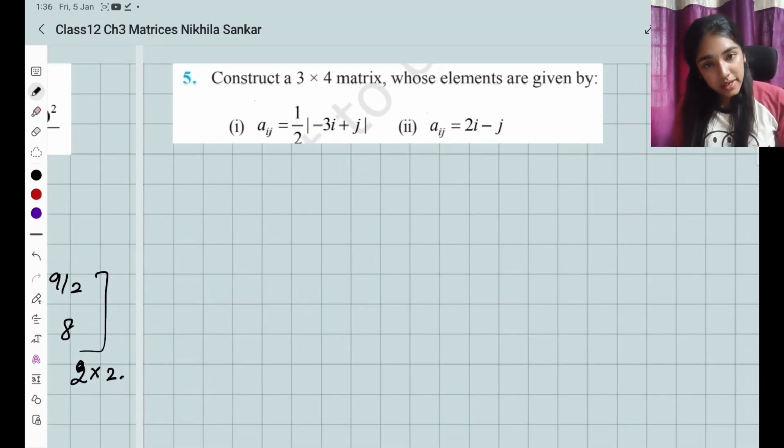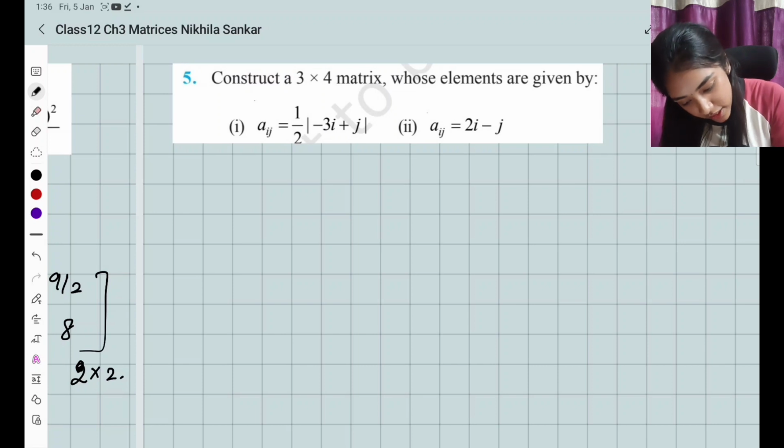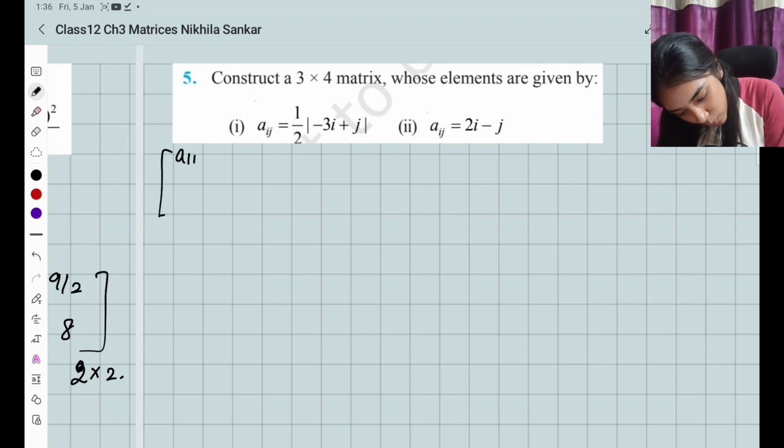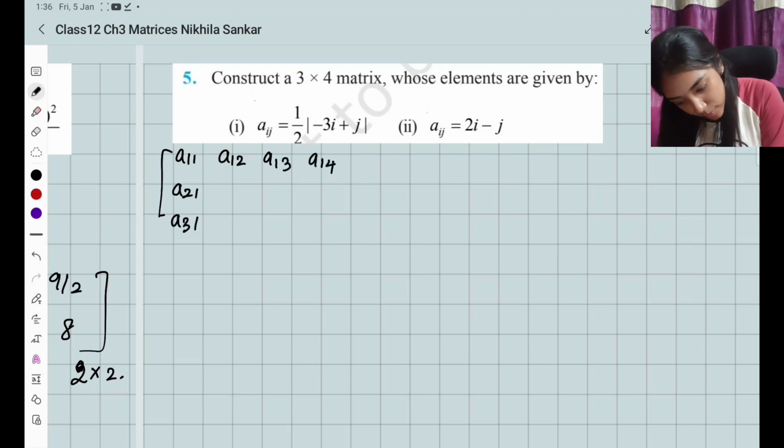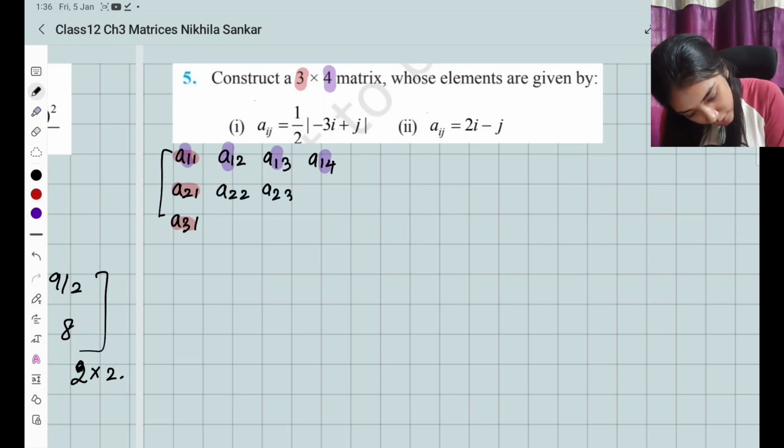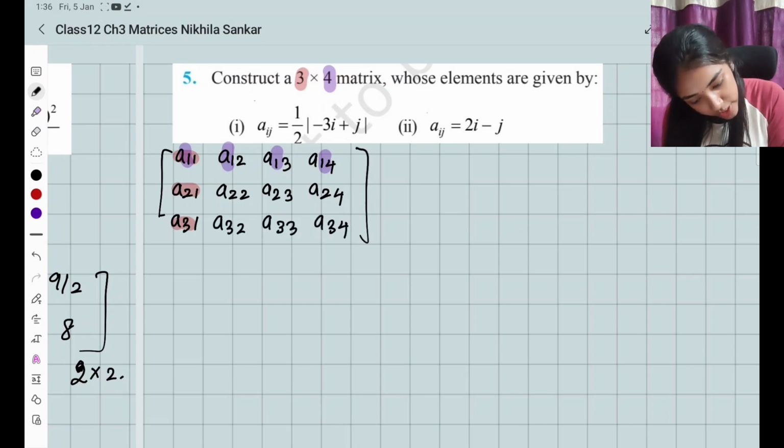Now fifth question. Construct a 3 by 4 matrix. Not 2 by 2, now 3 by 4. Okay. Only the size of the matrix is different. So what all you have to find? A11, A12, A13, A14, A21, A31. You have 3 rows, 1, 2, 3. And how many columns? 1, 2, 3, 4. 4 columns. Okay. So these are the values you need to find out. மத்தத fill பண்றோம். A22, A23, A24, A32, A33, and A34. இதே மாரி solve பண்ணிடலாம்.